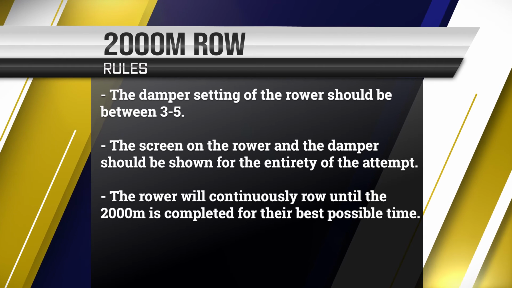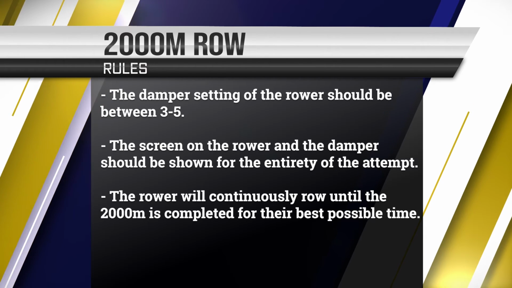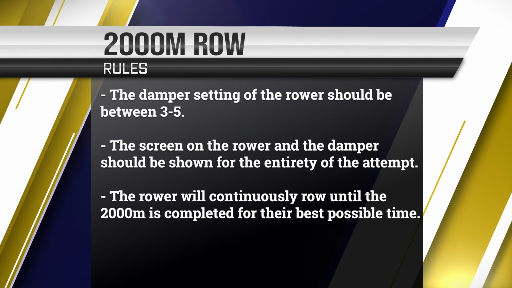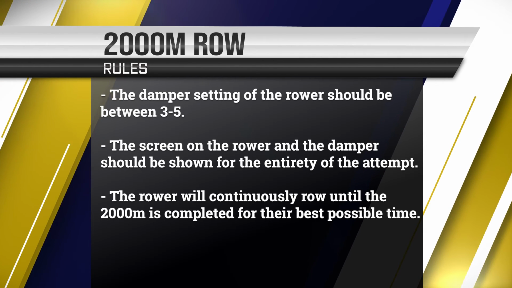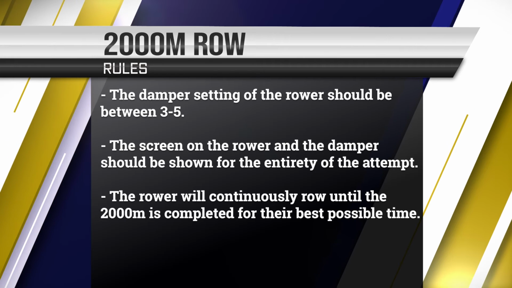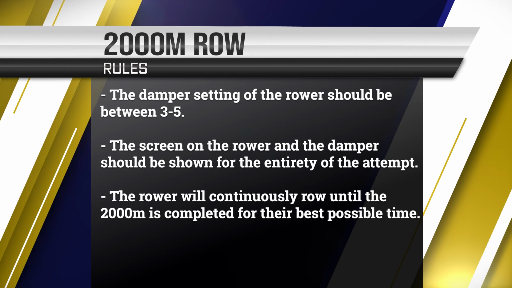For the 2,000 meter row, the damper setting of the rower should be between 3 and 5. The screen of the rower and the damper should be shown for the entirety of the attempt, and the rower will continuously row until the 2,000 meters is completed for their best possible time.